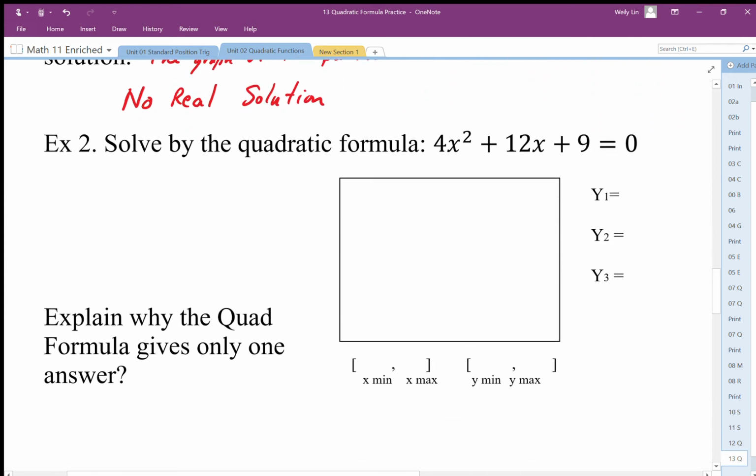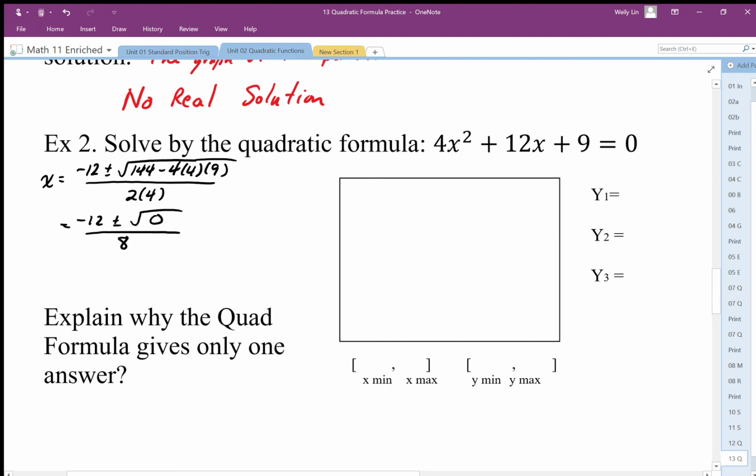Okay, let's take a look at this one. Let's solve this one by the quadratic formula. So plugging it in again, we get x equals negative b plus minus the square root of b squared minus 4 times a times c, all over 2a. Simplifying this, I get plus minus the square root of 144. 16 times 9 is 144, so 144 minus 144 gives us 0.